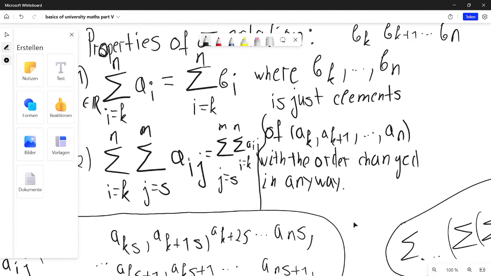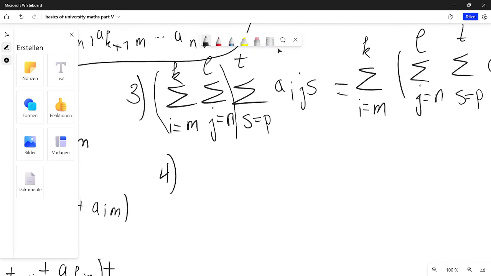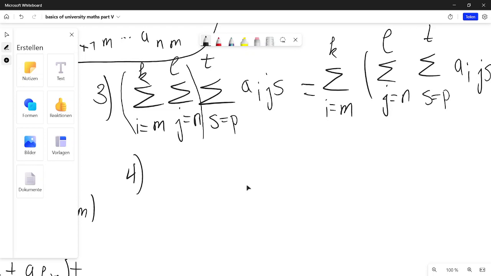Associativity, commutativity, interchanging with sums. Okay. Also, we would like to have distributivity. Yeah, okay.